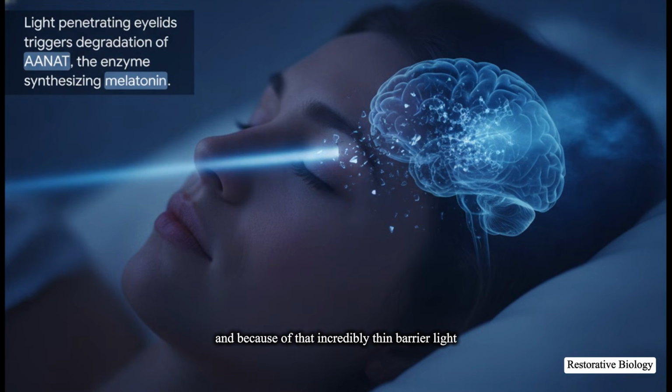And because of that incredibly thin barrier, light hitting your closed eyes sends a signal straight to your brain that triggers the rapid degradation of something called the ANAT enzyme. Now, ANAT is the exact enzyme responsible for synthesizing melatonin. So think about this. A glowing device in your bedroom doesn't just annoy you. It chemically aborts your body's thermodynamic cooling system. It actively blocks deep sleep at the molecular level, which over time severely accelerates cellular aging.